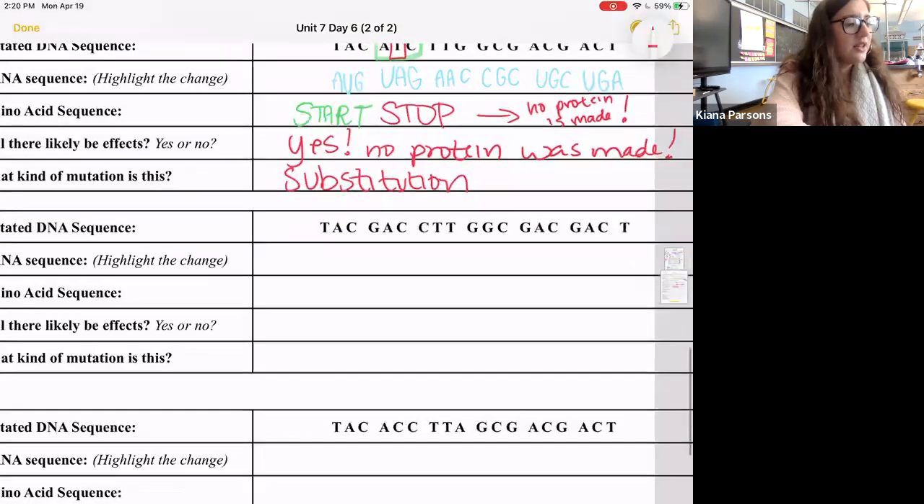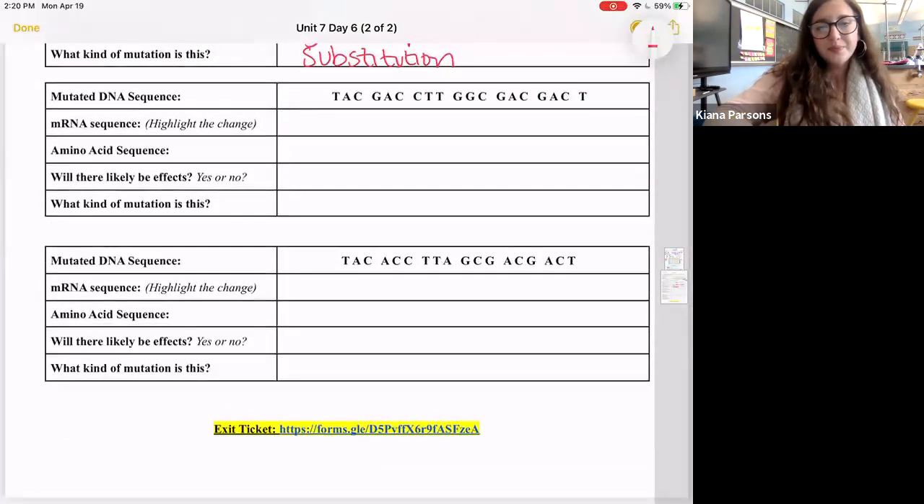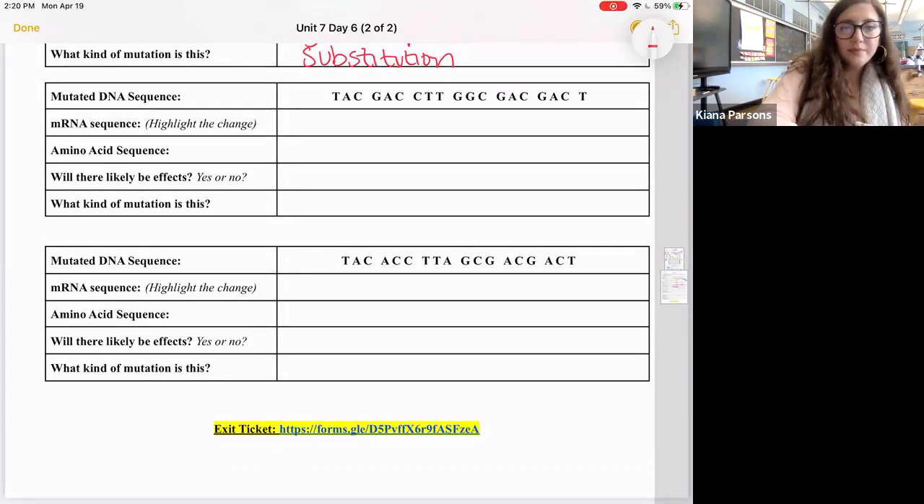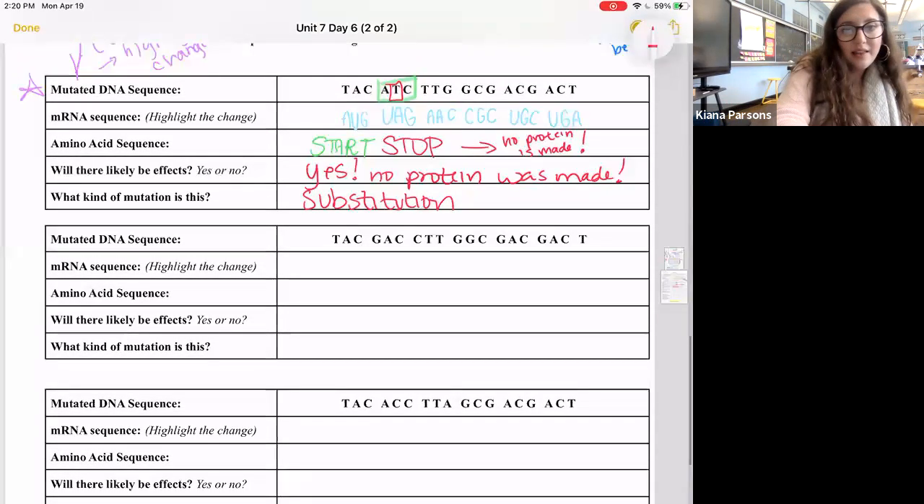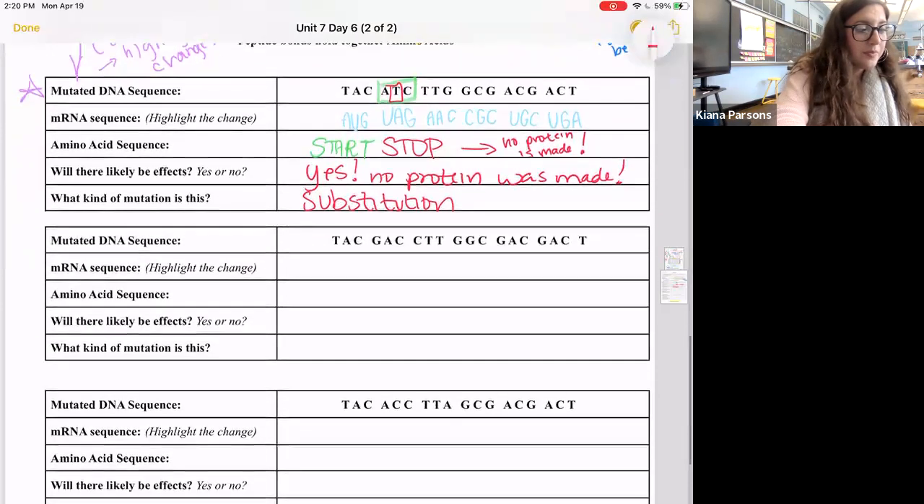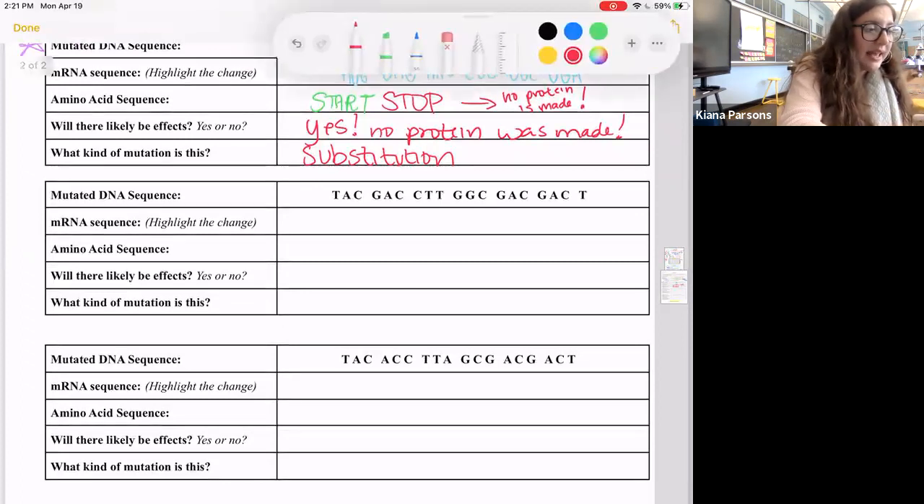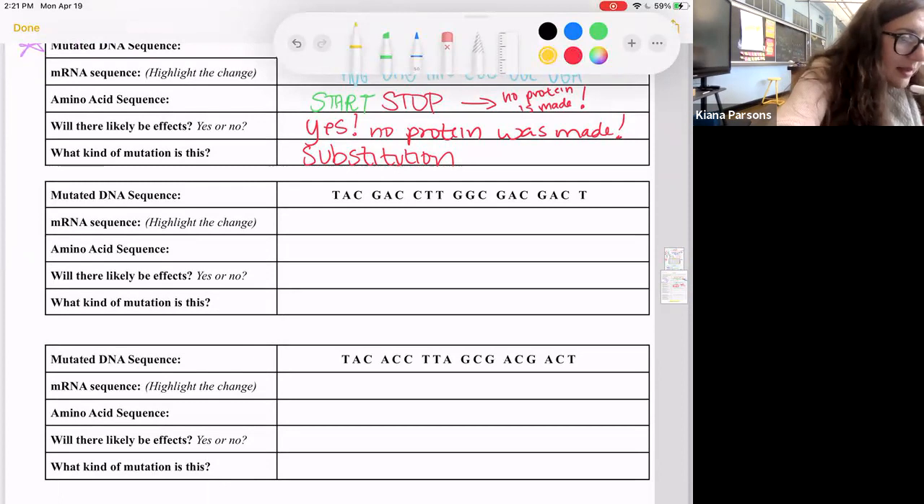Now let's go ahead and look at our second mutated DNA sequence. We have here TAC. And uh-oh, I'm already seeing something funny with this strand of DNA. So let's go ahead and separate this out into our codons.